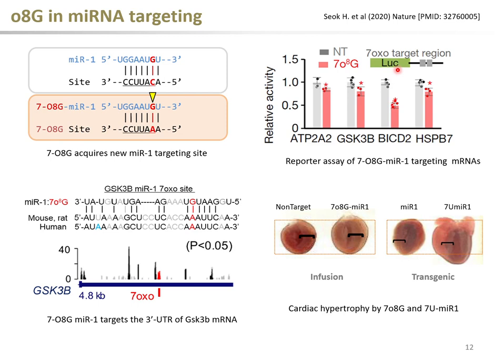Infusion of 7-OxoG modified microRNA miR-1 causes cardiac hypertrophy. Transgenic overexpression of 7U miR-1, having the same targeting specificity as 7-OxoG miR-1, also demonstrated hypertrophic effects in mice.